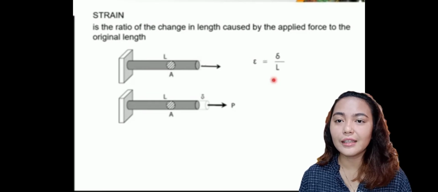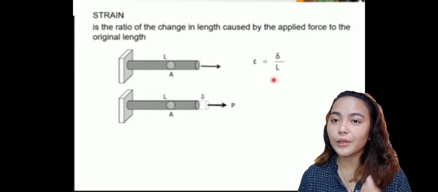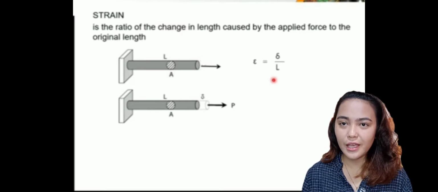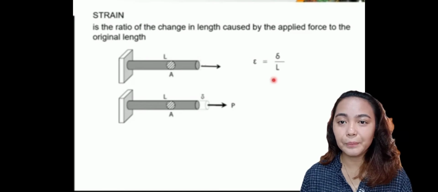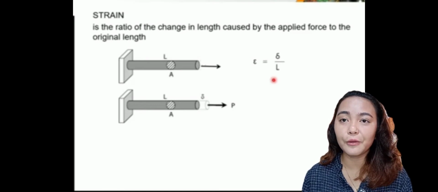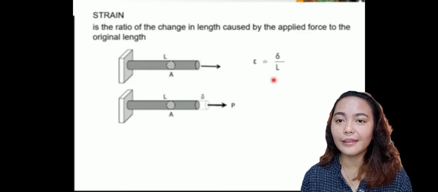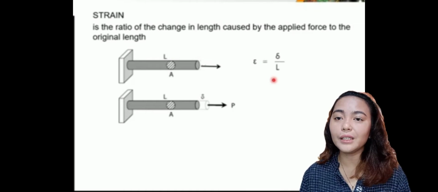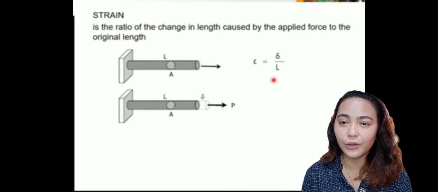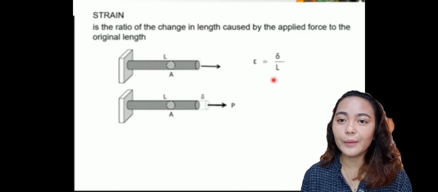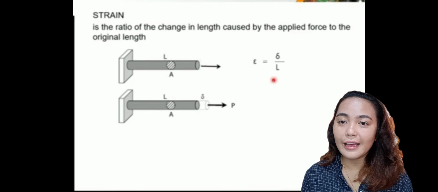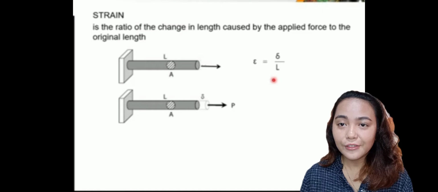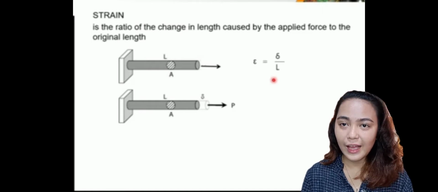Diagram siya ng strain. So, makikita natin yung rod is rigidly fixed sa ating wall na may length na L and has a cross-sectional area of A. So, pag nag-apply tayo ng load P, magkakaroon tayo ng deformation dahil humaba yung rod. Pag humaba yung rod or change in length, magkakaroon ng deformation at pwede natin i-denote yun as delta. Kung sa stress, stress is denoted as sigma. Dito naman sa strain, we will denote the deformation as delta.